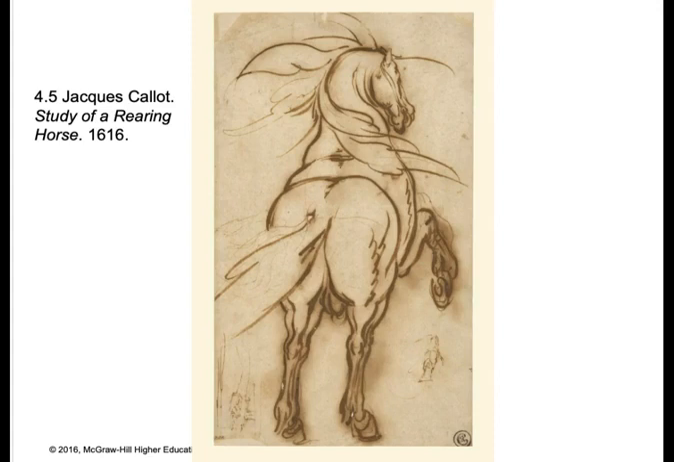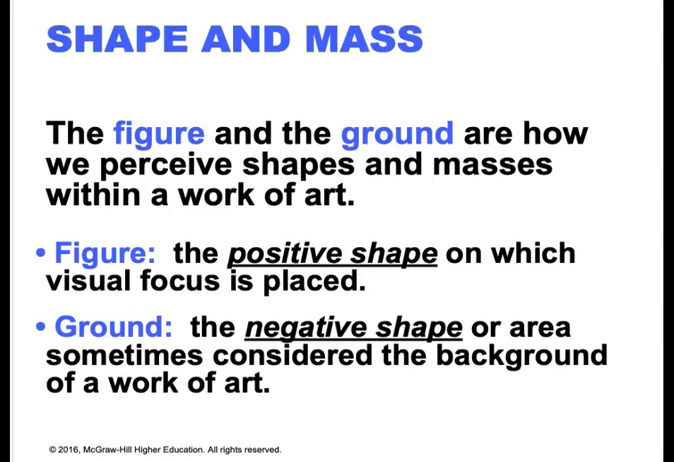Okay? So you can see when you draw an edge to something, you are creating a distinction between the negative shape and the positive shape. And we can use that knowledge whether we're talking about shapes or masses, whether we're talking about two-dimensional or three-dimensional things. There's going to be the positive and the negative. And we call that figure ground.